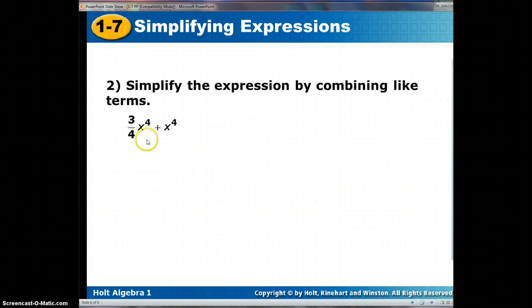Next thing, are these like terms? Well, I see 3/4 x to the 4th, and what number's in front of this? A 1x to the 4th.